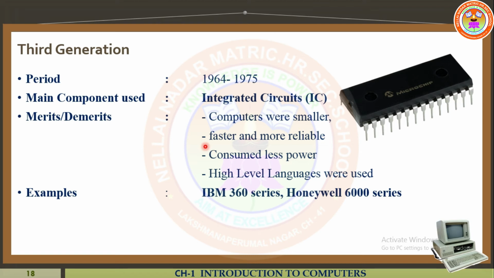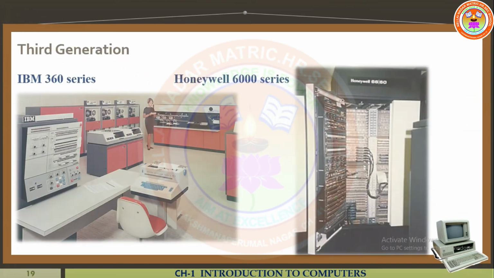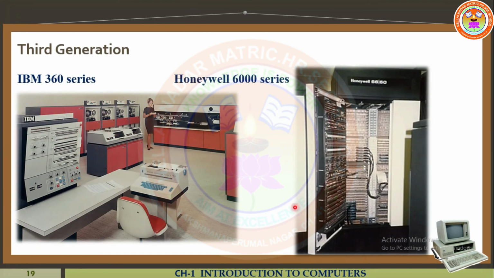In this generation, high level languages were used. High level language means languages like C, C++. Some examples of third generation computers are the IBM 360 series and the Honeywell 6000 series. You see the image of third generation computers. The first diagram is the IBM 360 series computer, and this is the Honeywell 6000 series. So these are the third generation computers.